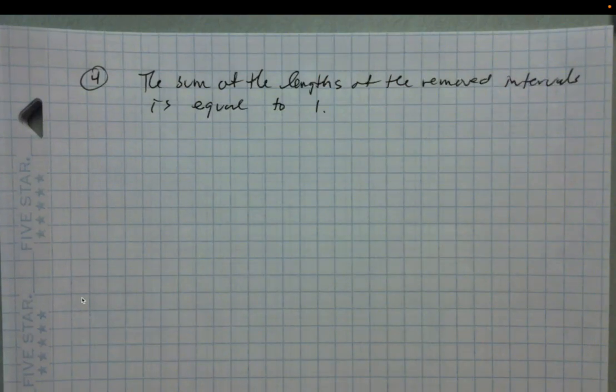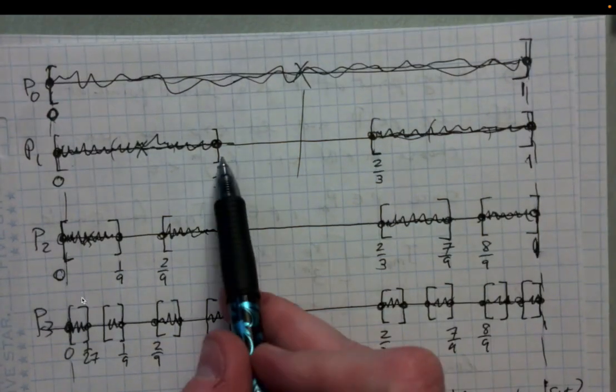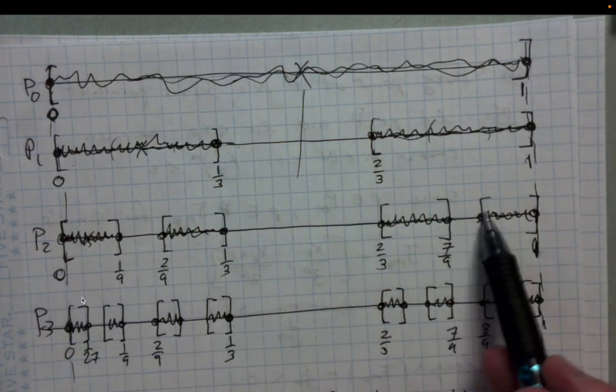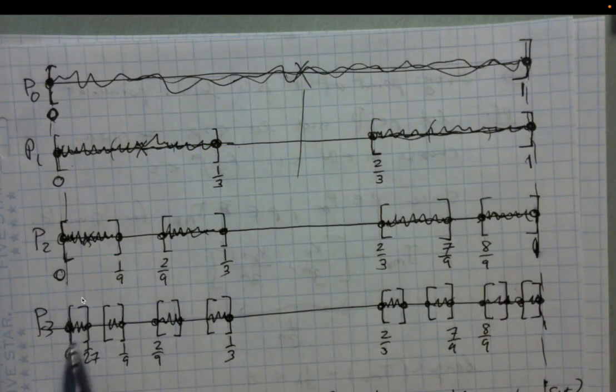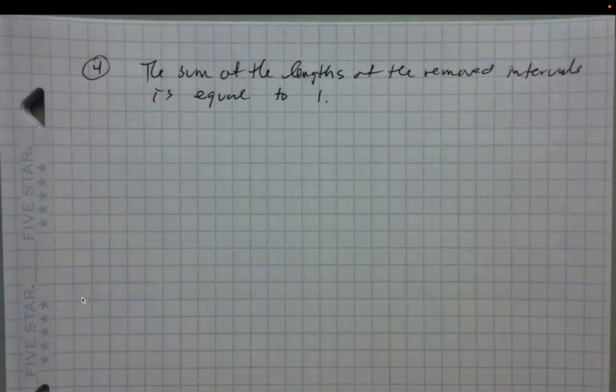Okay. Right, so just looking back here, the length of the first interval removed was a third. The length of the second interval was 2 times a ninth. The length of the third interval was 3 times 1/27, 6 times 1/27, right, and so on, right? And if we keep accounting for all these intervals that we're removing, and we just keep track of the lengths, when we remove all of them, i.e. when n goes to infinity, the sum of all those lengths equals 1.